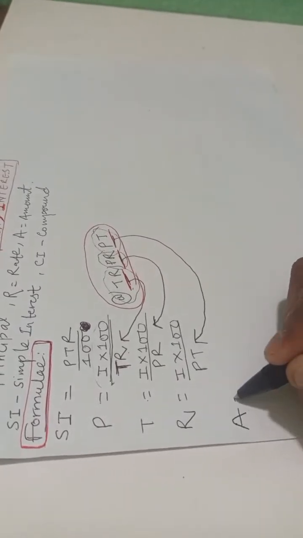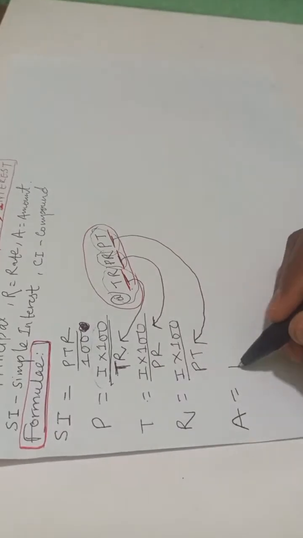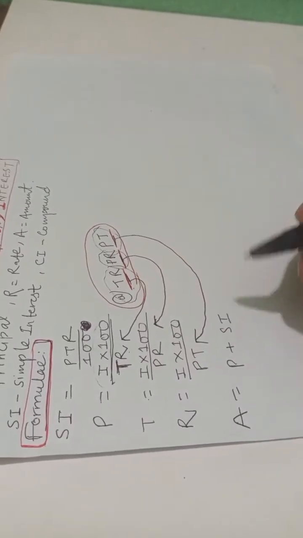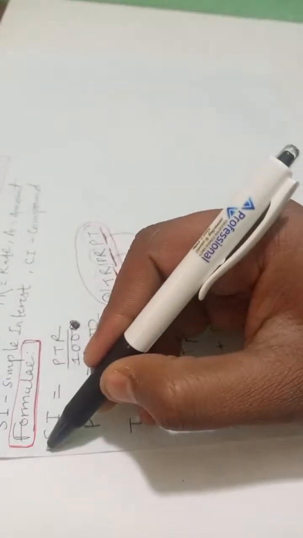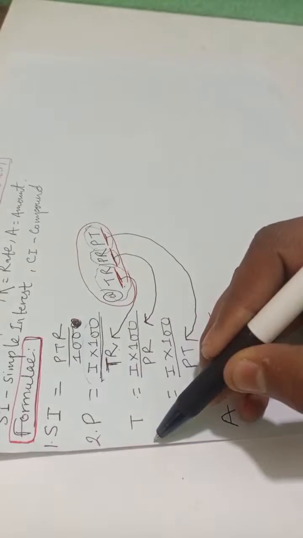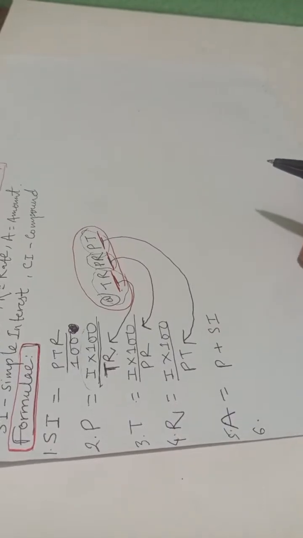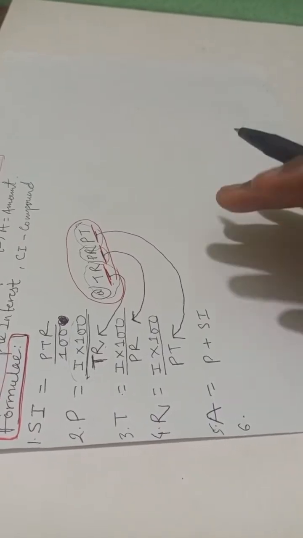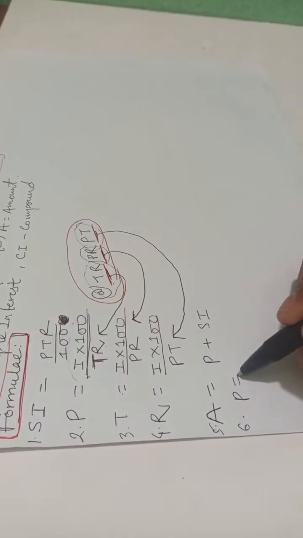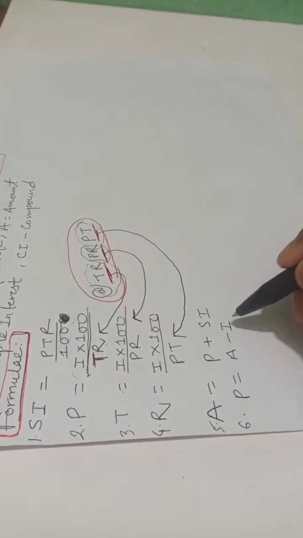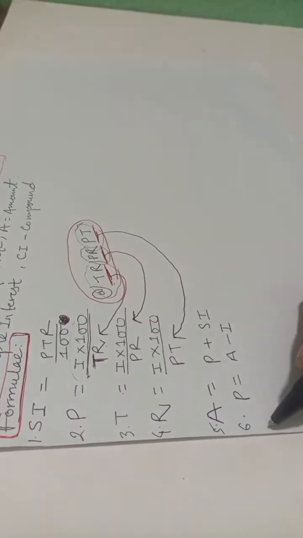A means amount. A is equal to P plus I. You have to read this formula. That is formula number one, 2, 3, 4, 5, and the 6th formula is P is equal to A minus I. The 7th is I is equal to A minus P.